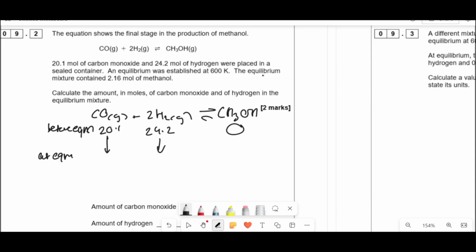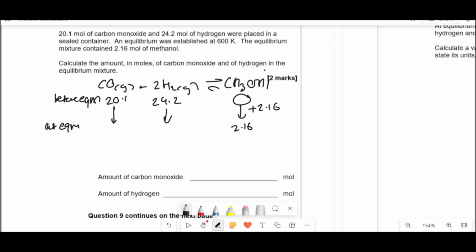So the question's told you, when the equilibrium's established, you had this much methanol, so we had 2.16 moles of methanol. That's gone up by 2.16, so these must have dropped to make this. Every one of these makes one of those, so that must have dropped by 2.16. But here, there's 2 of them, so 2 of these are needed to make one of them. So that must have dropped by 2 times 2.16.